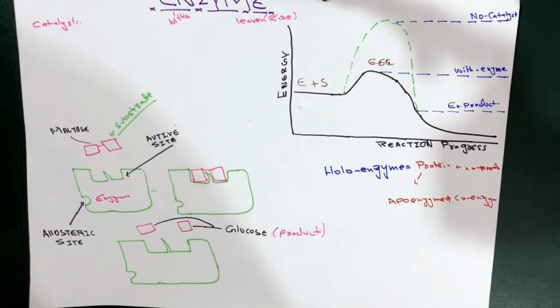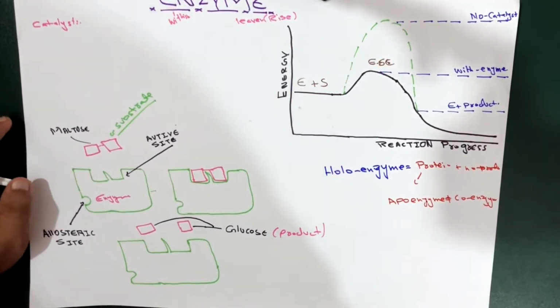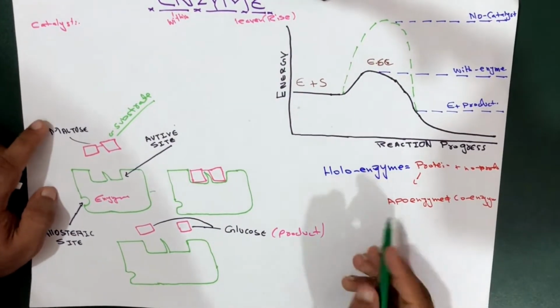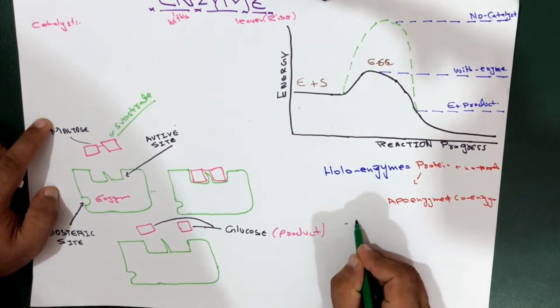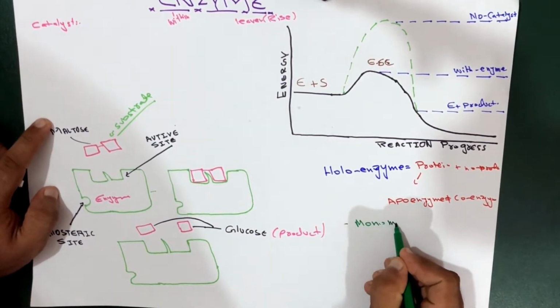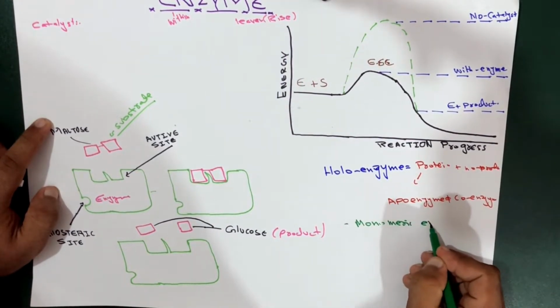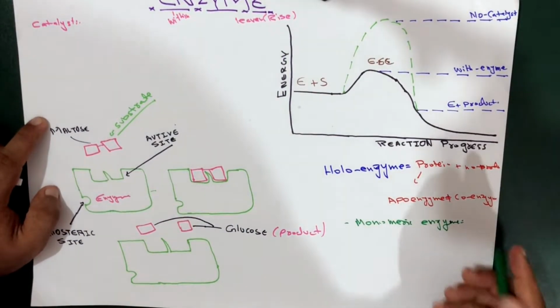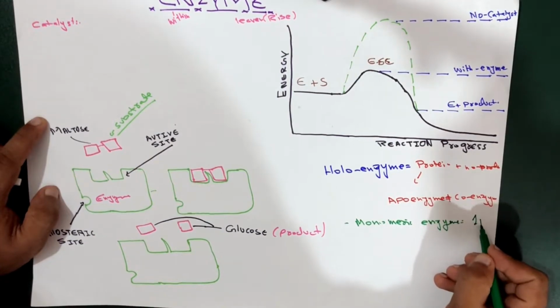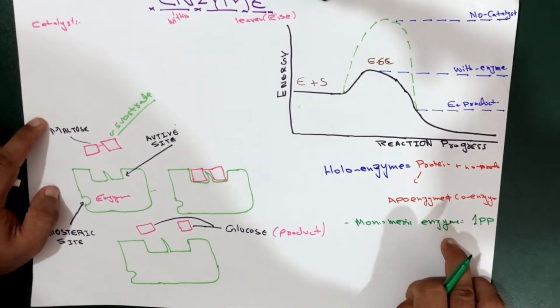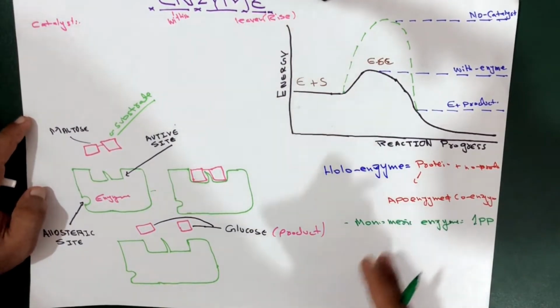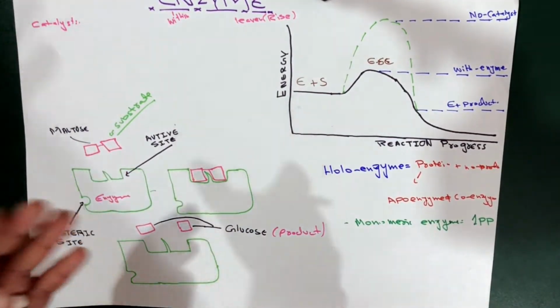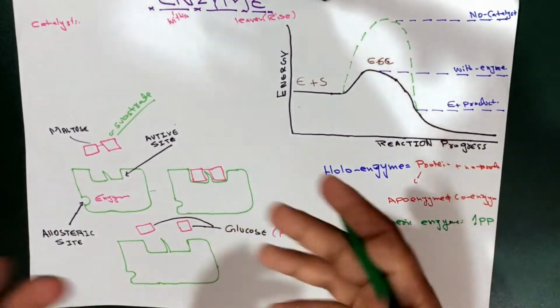We have a few other terminologies, what we call the monomeric enzyme. These are enzymes which are made up of only one polypeptide chain. Monomeric enzyme, only one peptide chain. If you get the word oligomeric, it means it is made up of more than one.